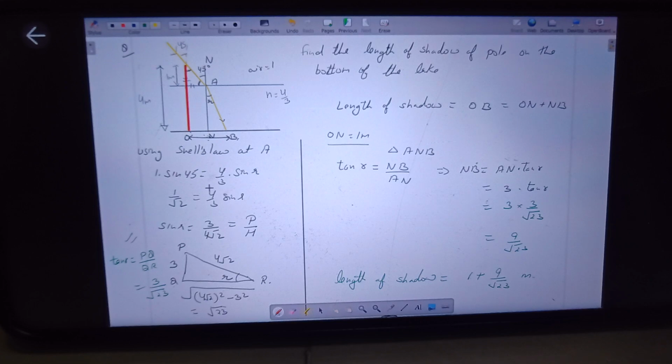Since the sides have different values, it appears that the value of AN is 3 and PQ is also 3. But they are two different sides. In one triangle it is the base and in the other triangle it is the perpendicular.